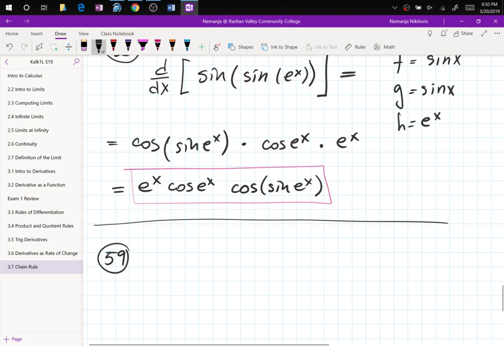59. The derivative of, I'm just seeing how close the door is. I'm gonna make a run for it. Square root of x plus root x. Bye. I'll be right back.